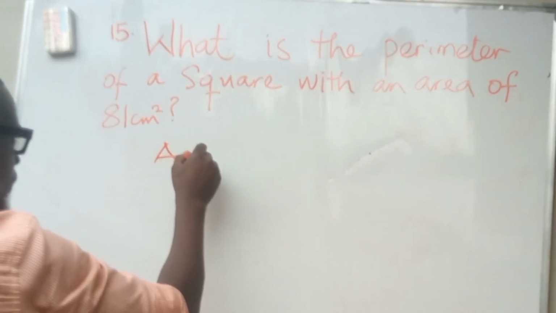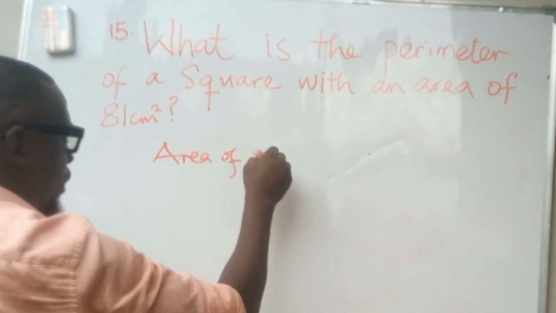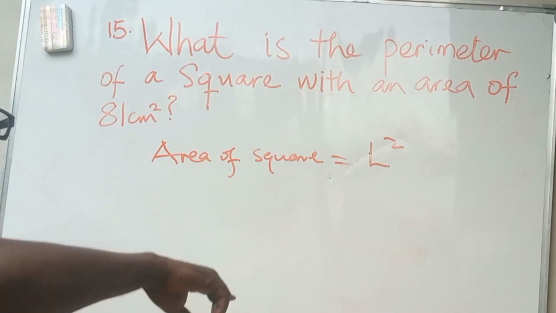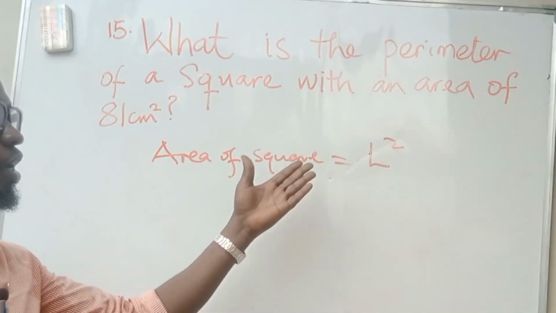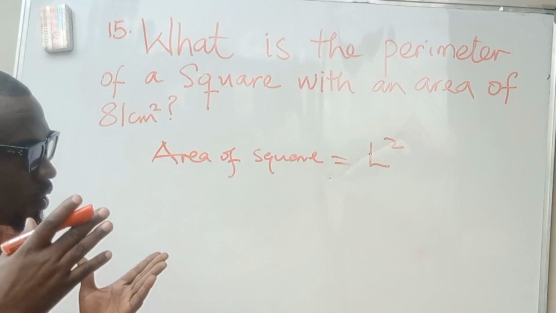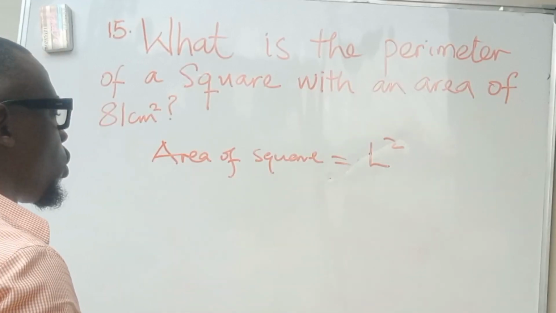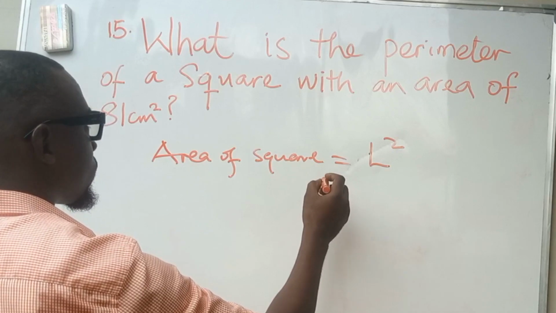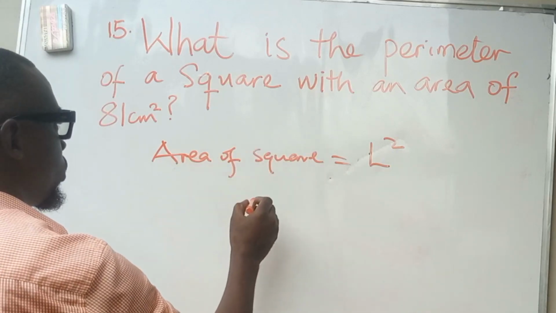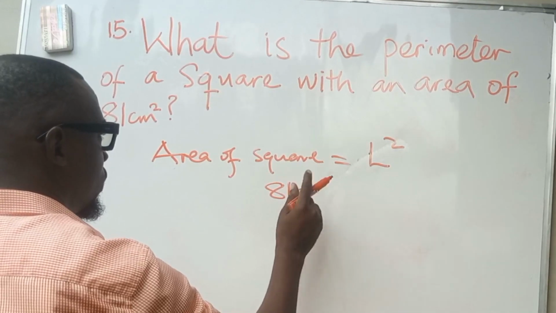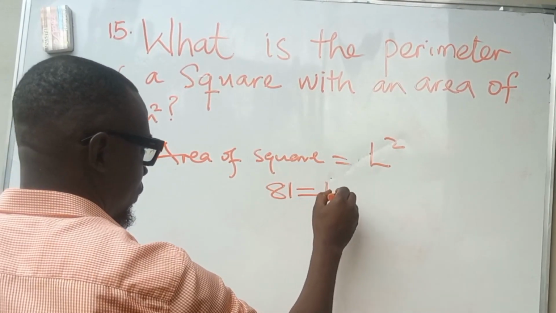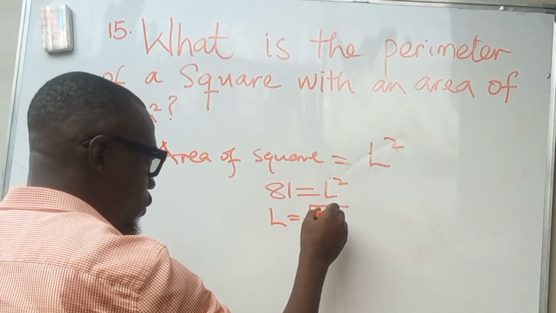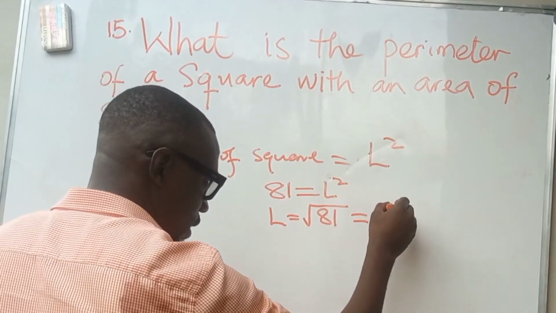Area of a square is L square because all the sides are the same. So if you want to get the area, it's going to be length times length. Now we were told that the area is 81. So if you want to get L, L will be square root of 81, which is 9.